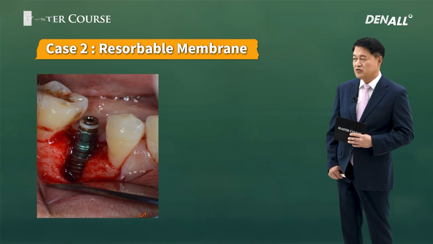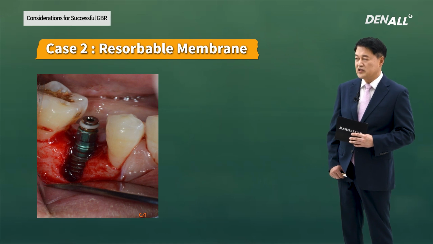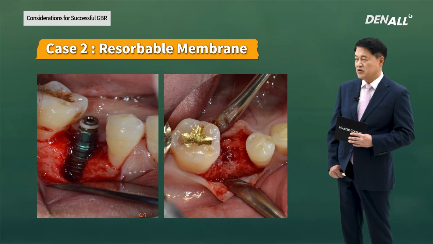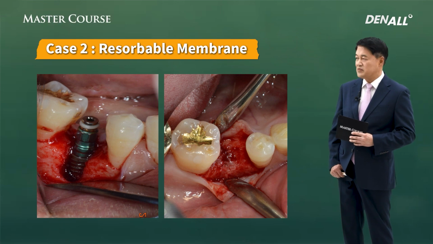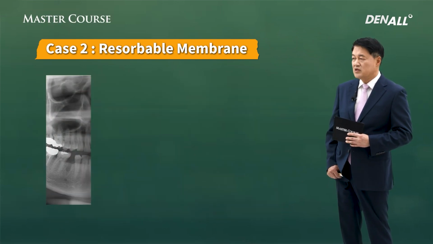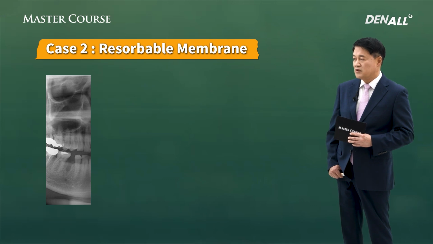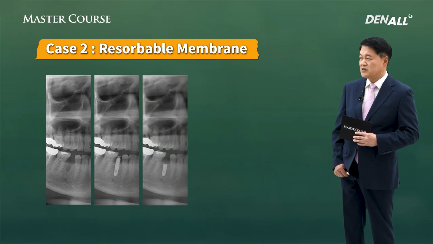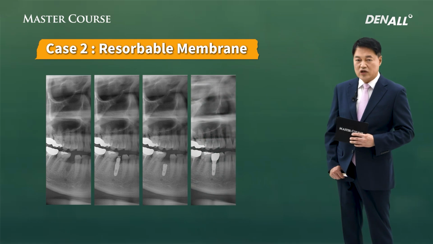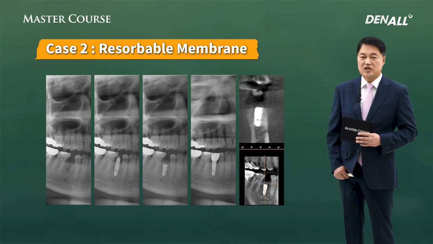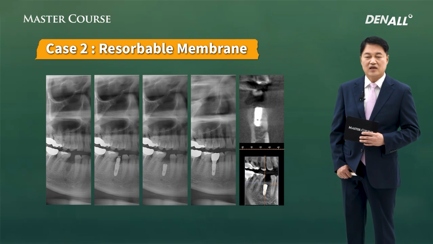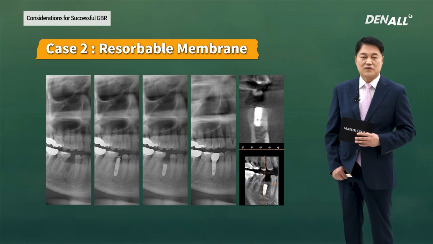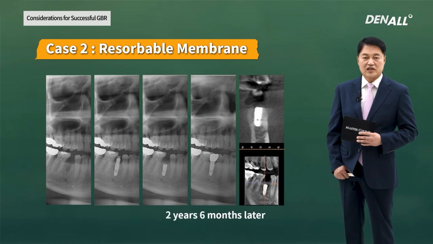This is before GBR. Appropriate GBR and membrane was done, and we got this result. If we can do this, we can make a very favorable, very good prosthesis. X-ray image before surgery. This is after implant placement, after GBR, and after prosthesis delivery. CT image on the buccal side, bone defect has been well treated. 2 years and 6 months later, we can see that it is well maintained.